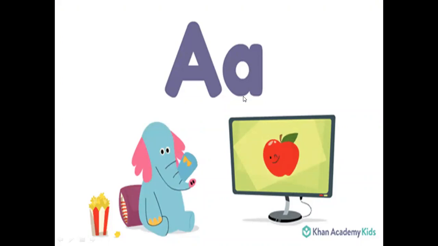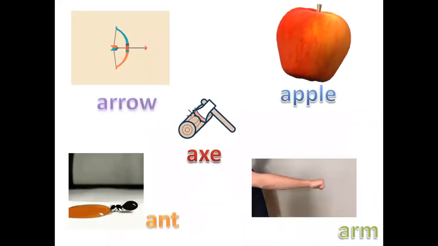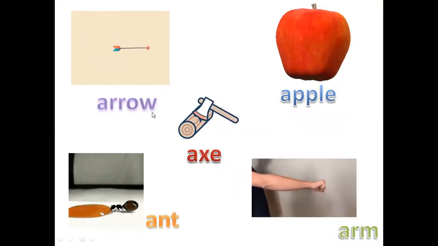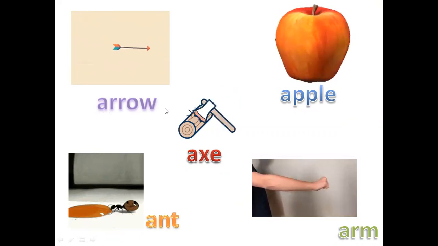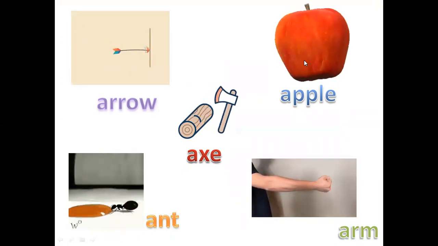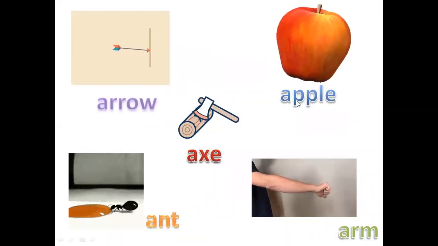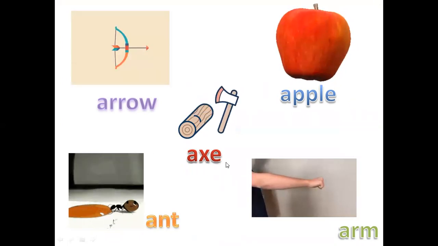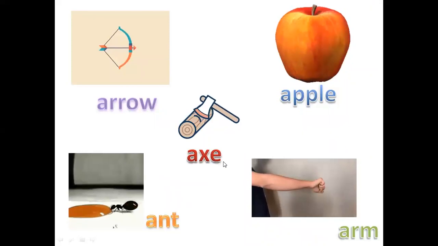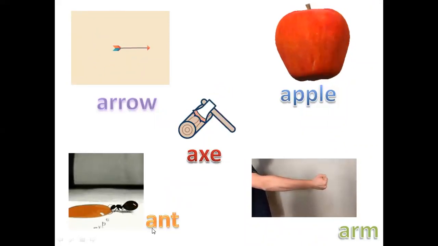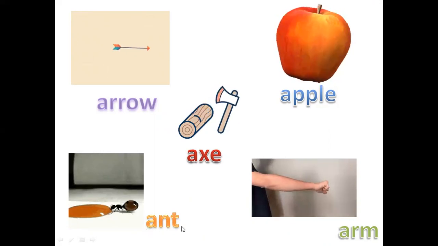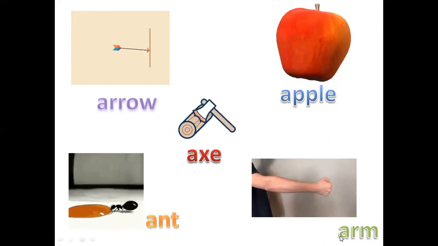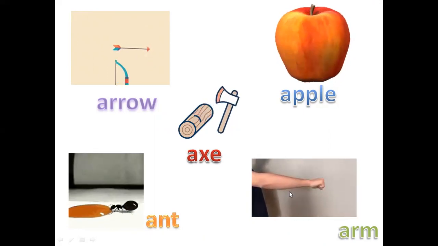And what is the sound of this letter? A. So let's see. Do you remember the words? This is A for arrow. This is an arrow. Okay. Now, what is this? This is an apple. A for apple. This is an axe. Axe. This is ant. Ant. Now this is A for arm. Arm. This is an arm.